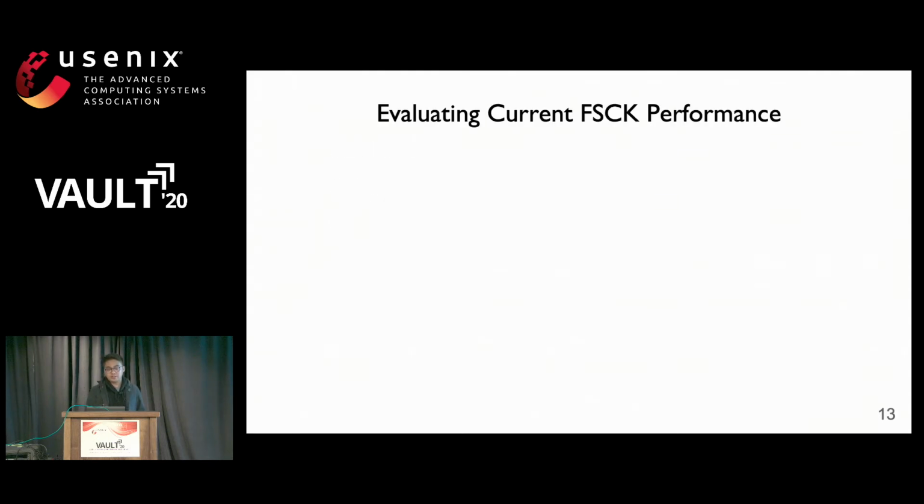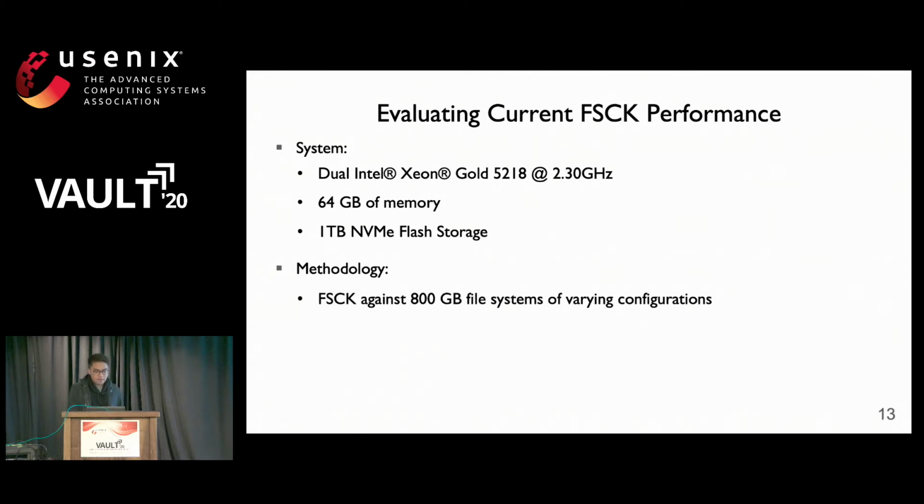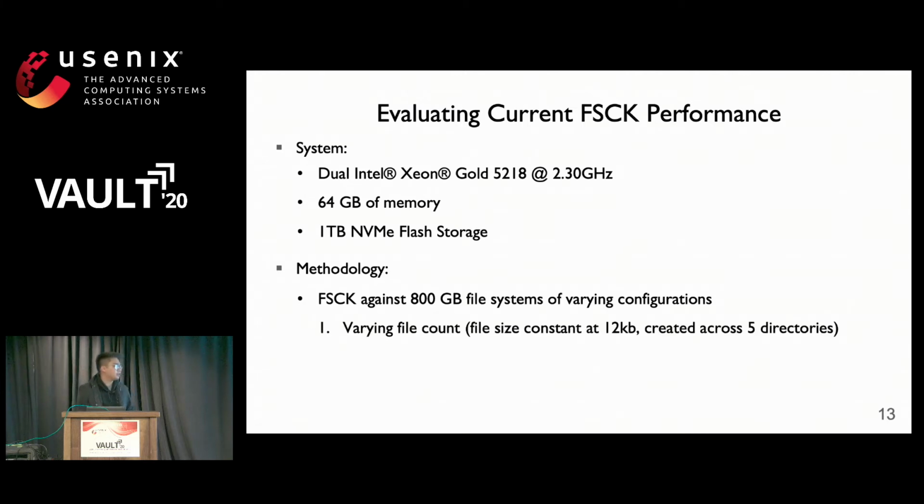Now for some motivation. To understand the complexity of FSCK, let's take a look at the current performance. To do this, we took a system with 2 Intel Core CPUs, 64 gigabytes of memory, and a 1 terabyte NVMe flash storage. And then we ran FSCK against 800 gigabyte file systems of varying configurations. For the first experiment, we varied the file count, keeping the file size constant. And for the second experiment, we varied the directory count, having at least 1 file per directory, with the file size for each file also remaining constant.